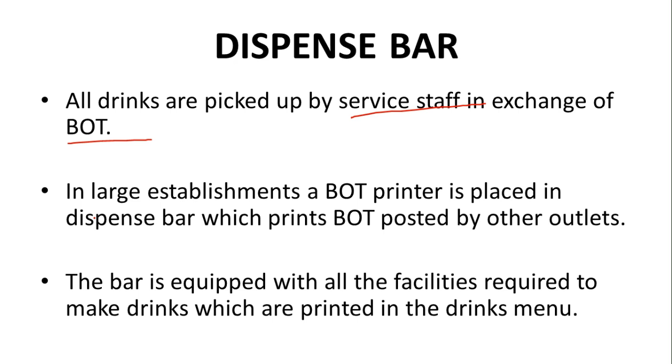In a large establishment, a BOT printer is placed in the dispense bar, against which they will provide the drinks. The bar has all the equipment and facilities required to make the drinks printed in the drinks menu, like cocktail shakers and things like that to prepare the drinks.